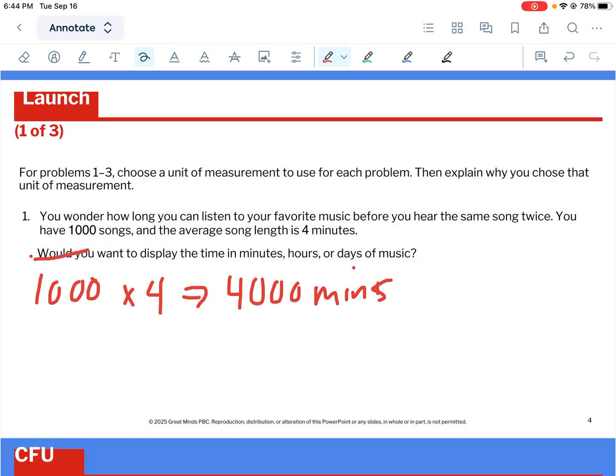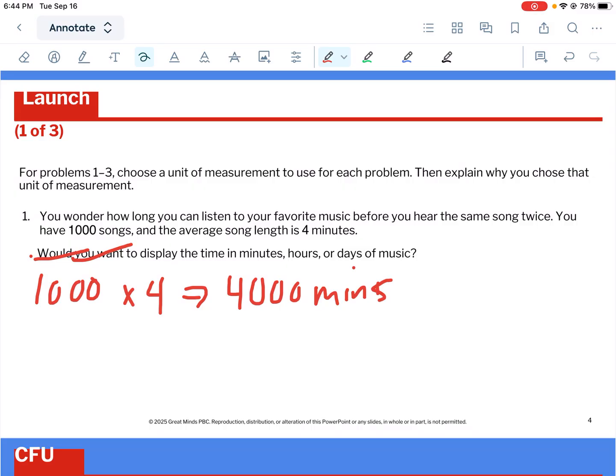Cross out "would". Would you want to replace that with "convert"? Okay, so we're going to convert to display the time in minutes, hours, or days of music. The idea is to convert up as much as you can in order to make it convenient for yourself to perform mathematics if you had to.